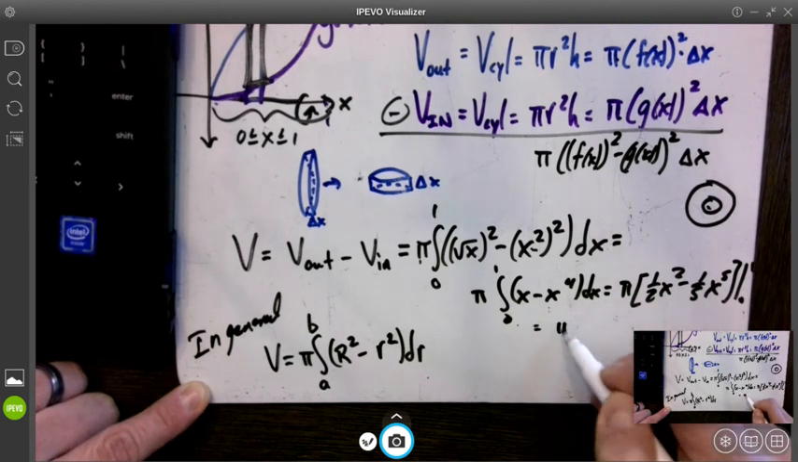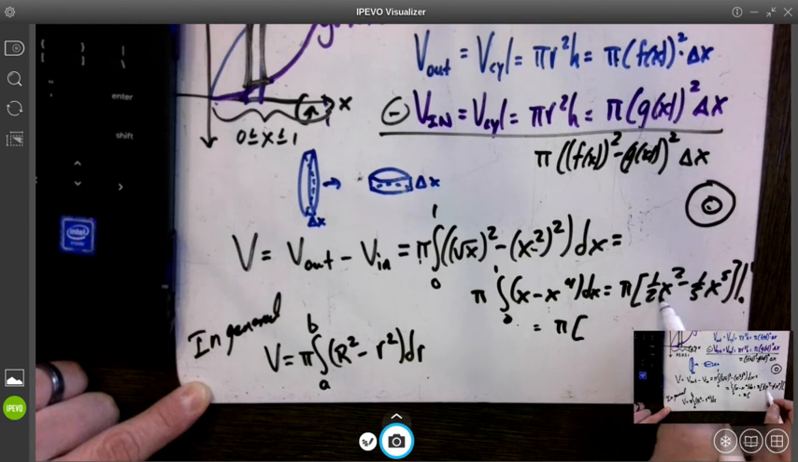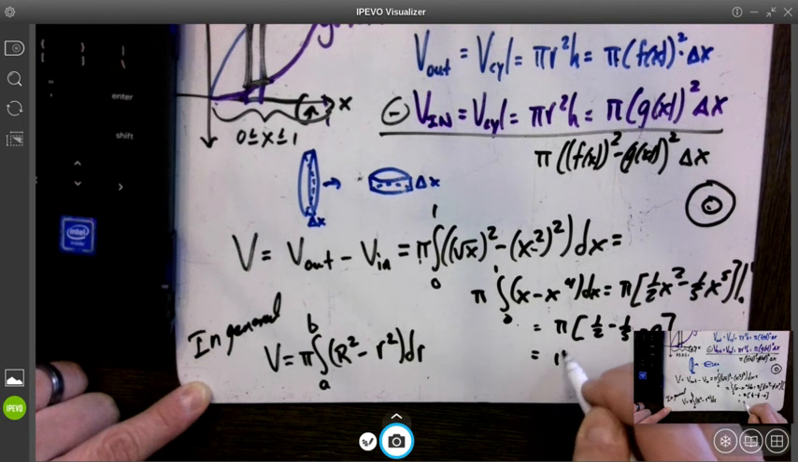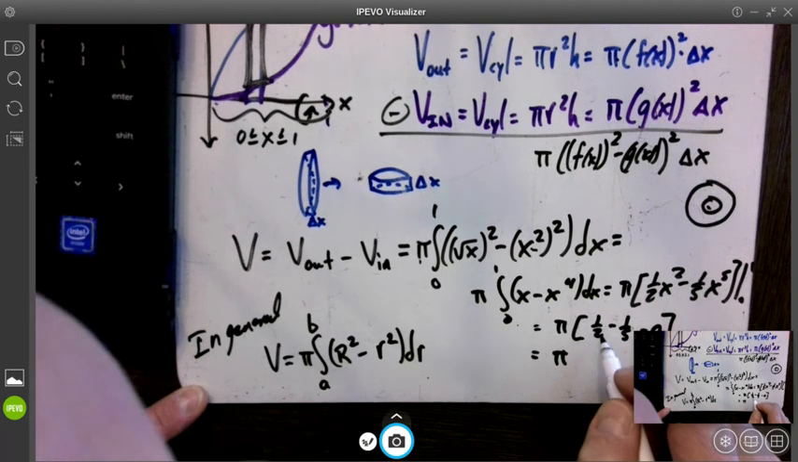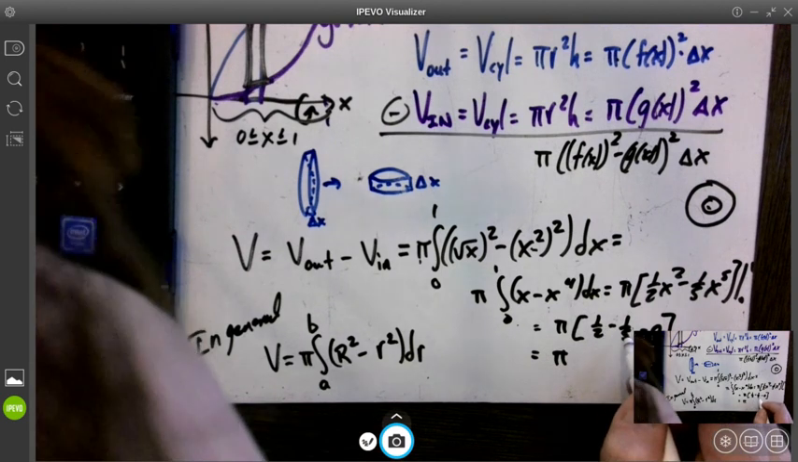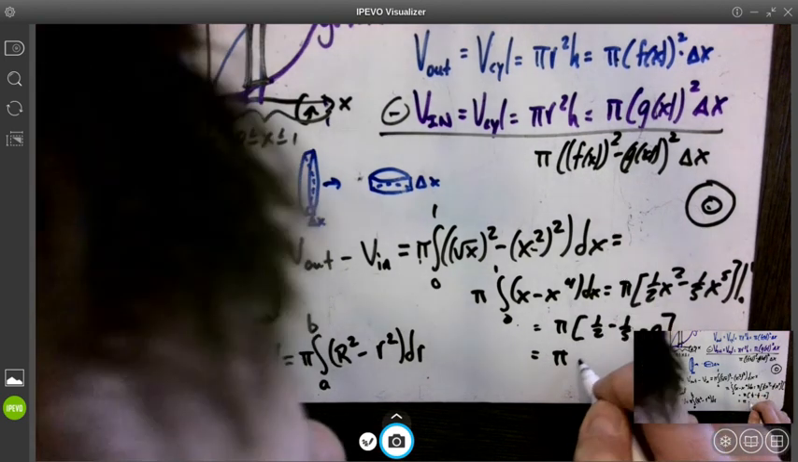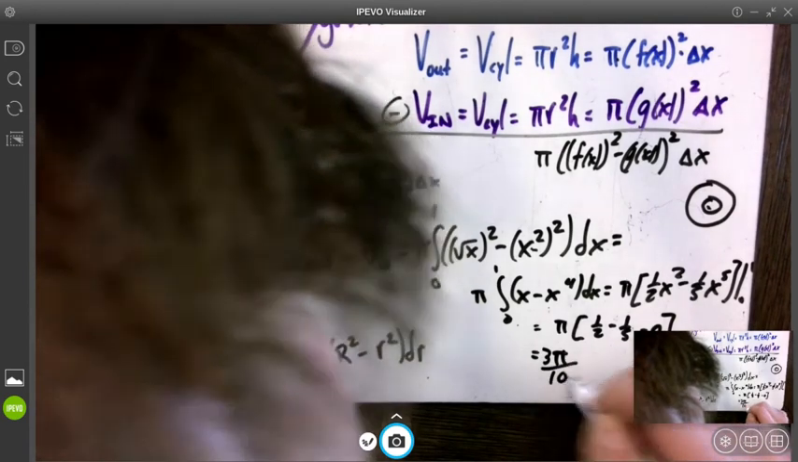So it's going to be pi. And then I'm going to have a half minus a 5th. And then everything else zeroes out. So I'll put the minus 0 for those of you that fell asleep during my soothing voice. And if I want to do this, a half is 5/10, and a 5th is 2/10. So 5 minus 2 is 3, so it's 3/10 pi units cubed.